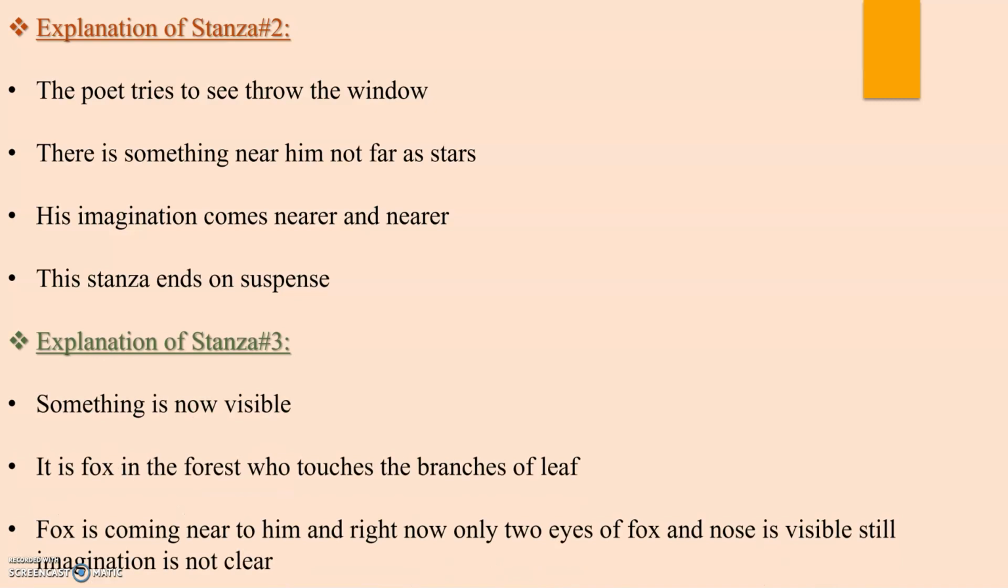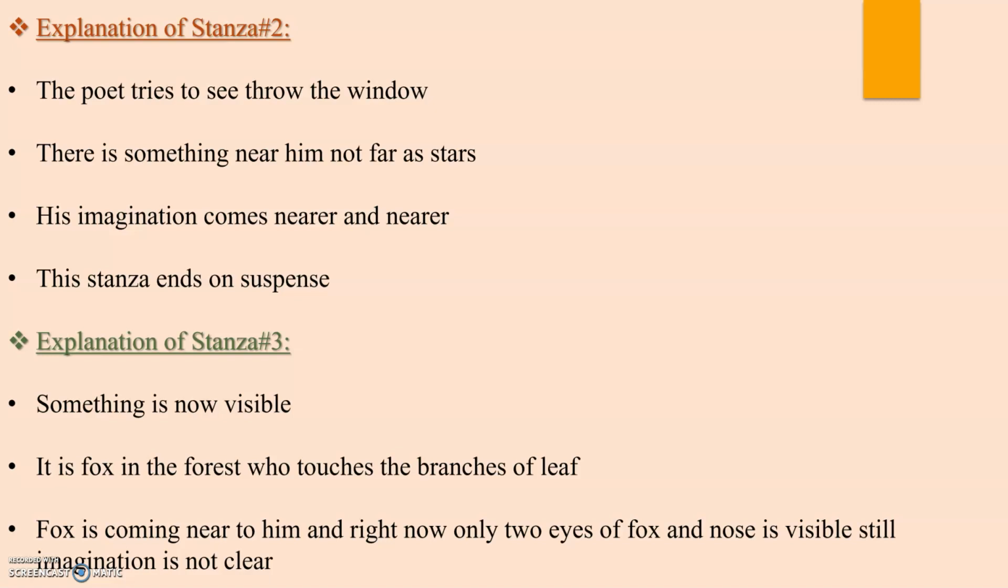So in this stanza, something is now visible. It is a fox which is cold as dark snow. Dark snow here is an oxymoron. And his nose touches branches, twigs of leaf. Dark snow is an oxymoron because snow is never dark, and here it means the cold nose of the fox. The line indicates that the fox is coming near to him, so his imagination is becoming clear.